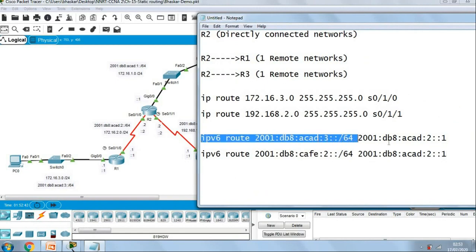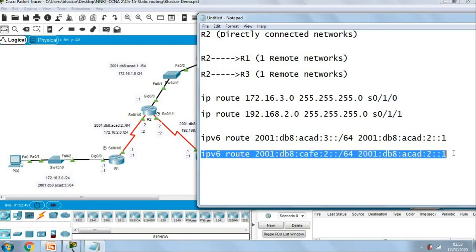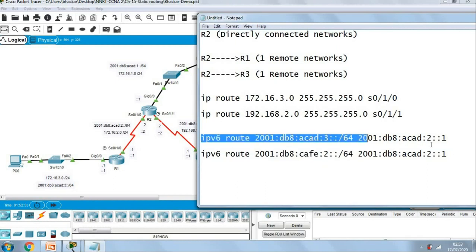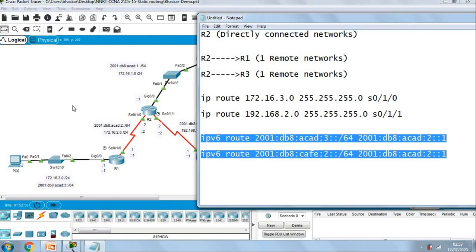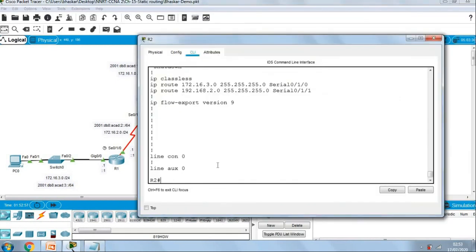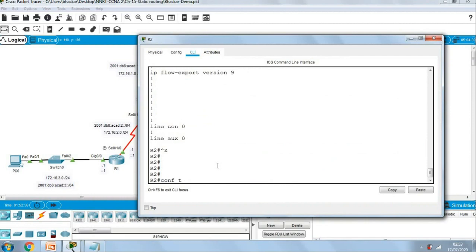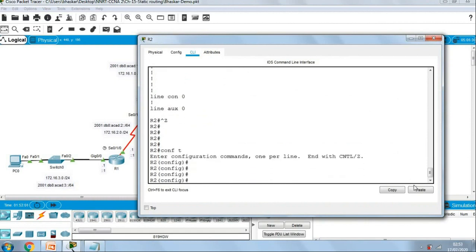From R2, I can reach the R1 network, and from R2, I can reach R3. That is the 3 network as well as the 2 network. So now I'm going to configure these two static routes in R2. Control J, configure terminal.